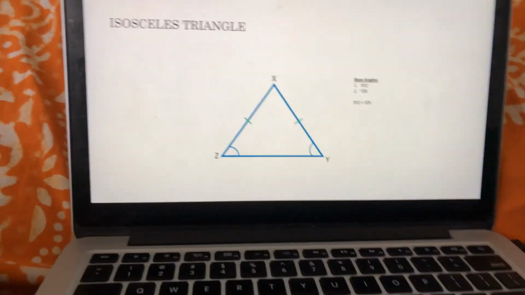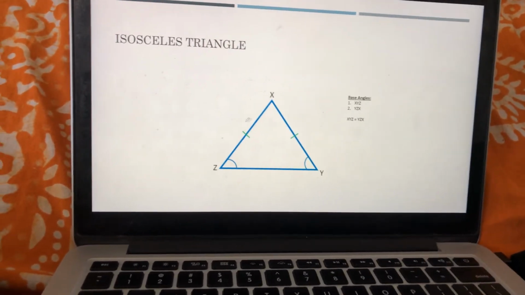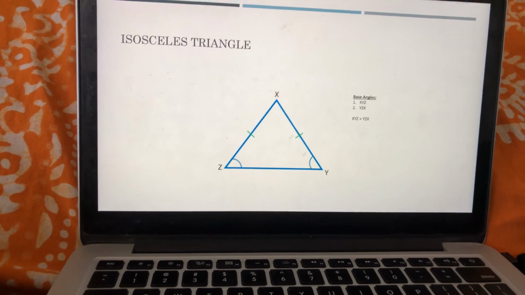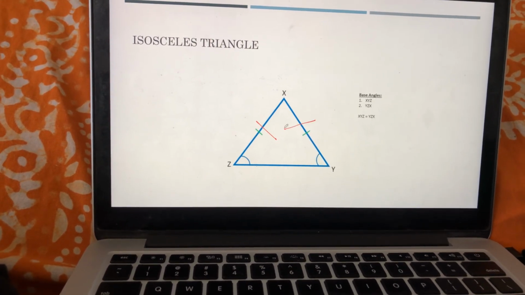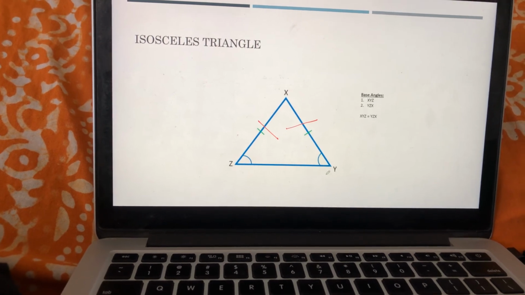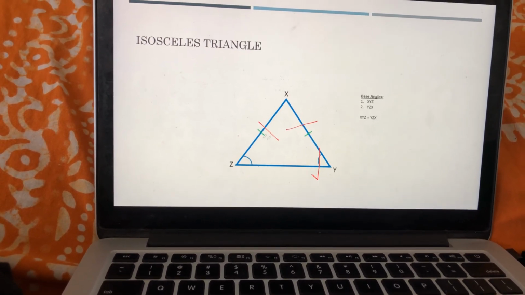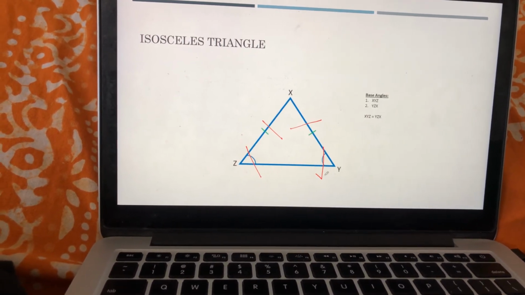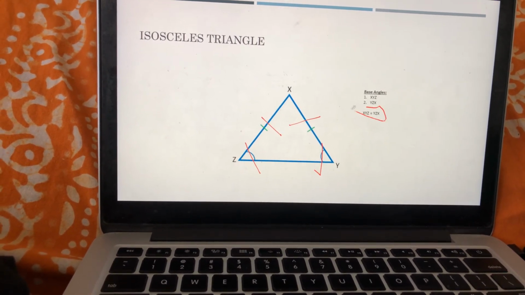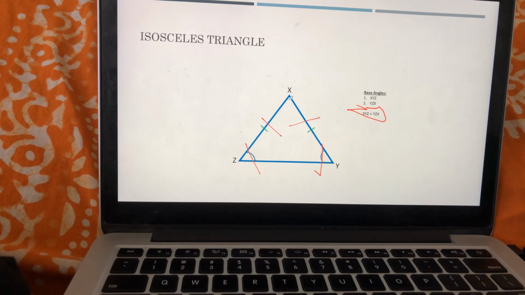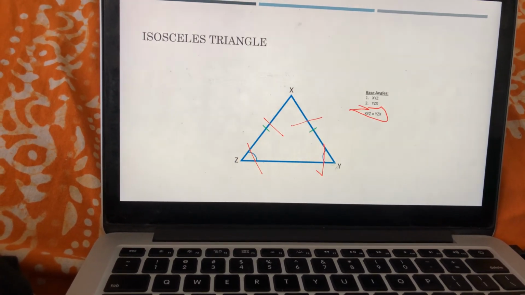Okay, so an isosceles triangle, as we had studied, has only two sides equal. Here in this triangle, xc is equal to xy. So the opposite angles to these are these two. So these two are equal. So the angles which are equal are these two. Sides which are equal are xc and xy.